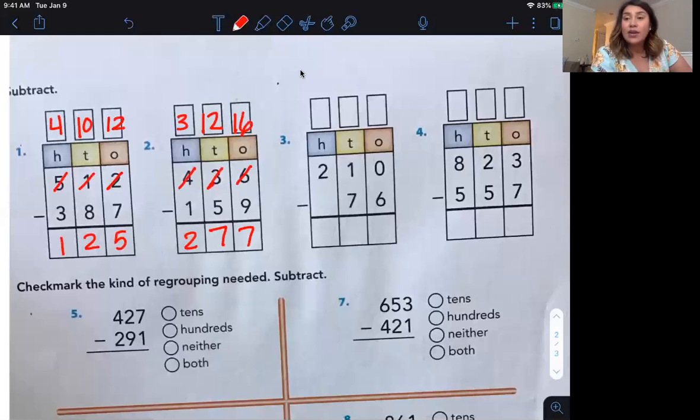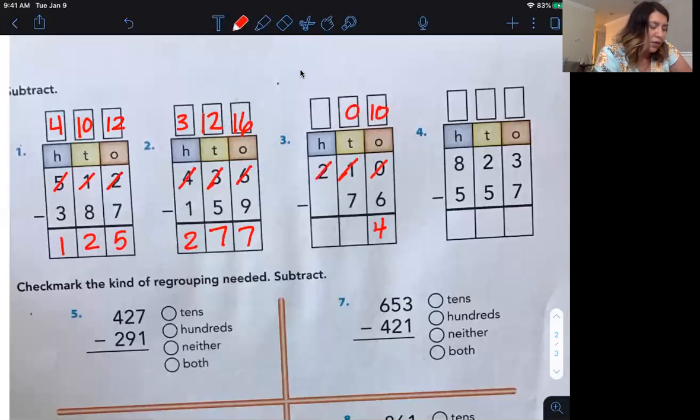All right, guys. 0 take away 6. Can I do it? I cannot. So let's borrow the only one the tens have. And my 0 becomes a 10 here. 10 take away 6. We know that's a 4. And 0 take away 7. Well, can I take anything away from 0? No, we know we can't.